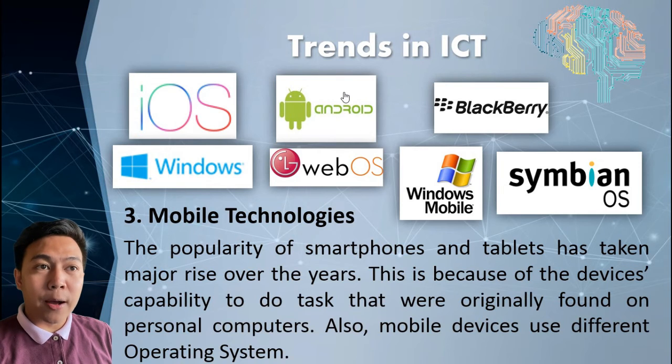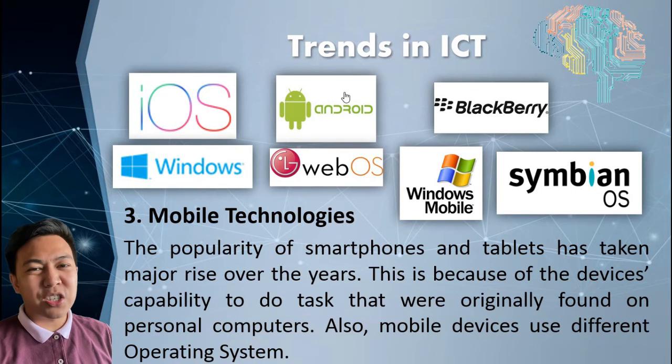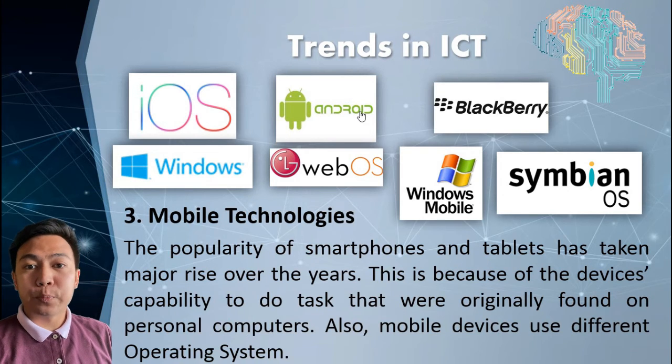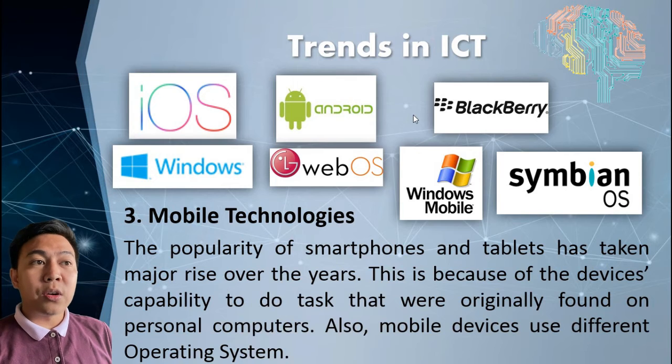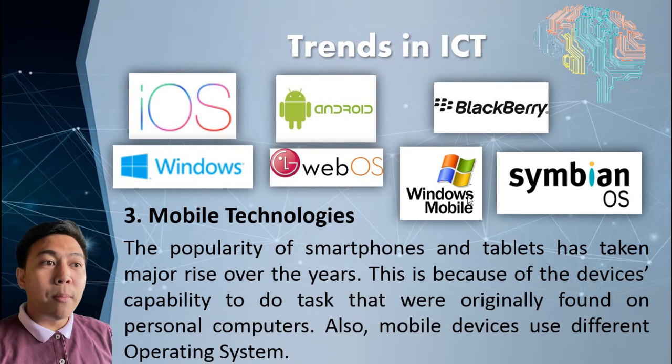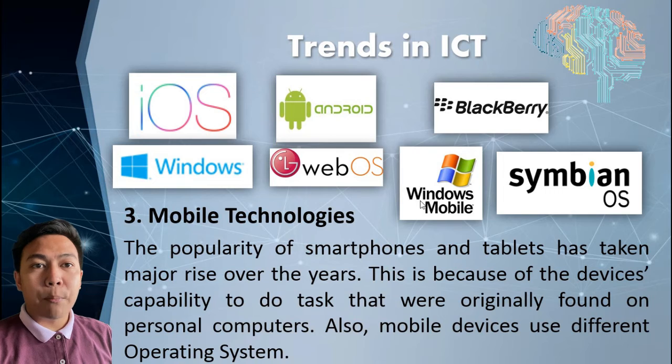Android is for smartphones such as Samsung, LG, and Huawei. They use Android, and Android is created by Google. We also have BlackBerry and Windows. We also have WebOS for smart TVs, Windows Mobile, and Symbian OS for Nokia products.